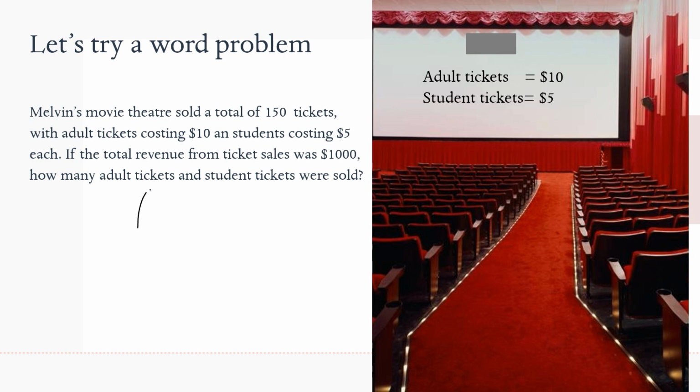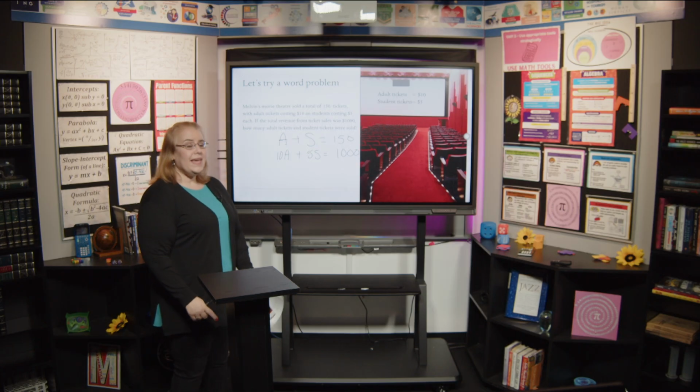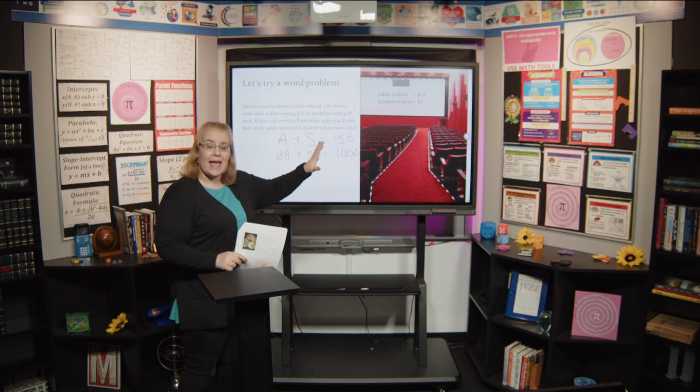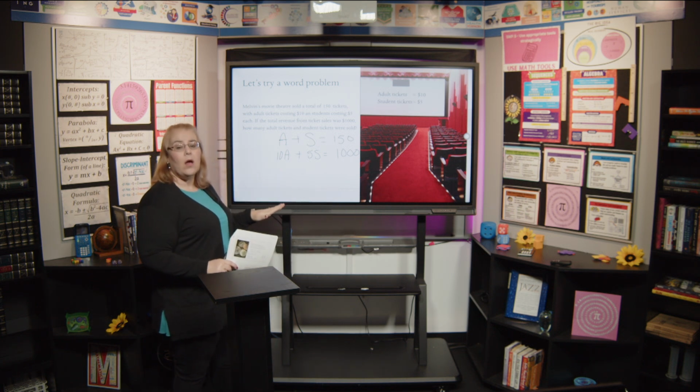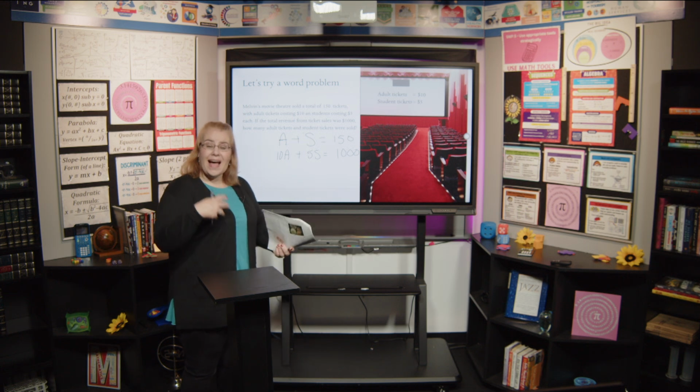So let's look and get our numbers right. I know that my adult tickets plus my student tickets equals 150. And then my adult tickets are $10, my student tickets are $5, and my total revenue, or the total amount of money that we earned, was $1,000. Now, we could substitute, meaning I could find out literally what A and S equaled and then plug it in, or we can use our calculator, or we can use Desmos. I'm just going to use Desmos.